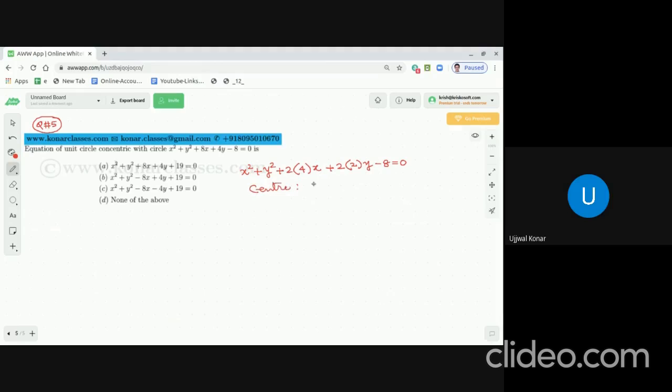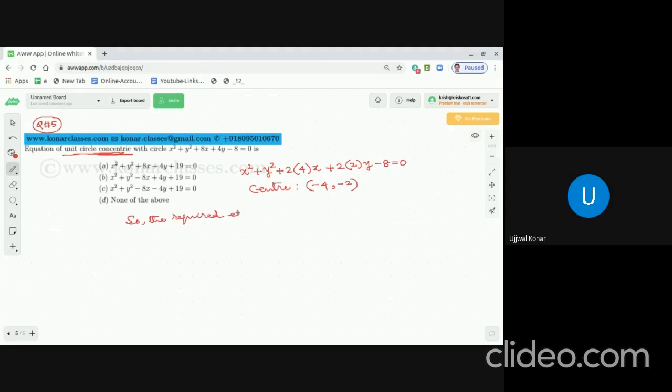The coordinates of the center is minus g minus 6, so that is minus 4 comma minus 2. Now as it is concentric, according to the question, we need a concentric circle. That means our required circle is having the center at the point minus 4 comma minus 2 and having radius 1 unit. Correct.